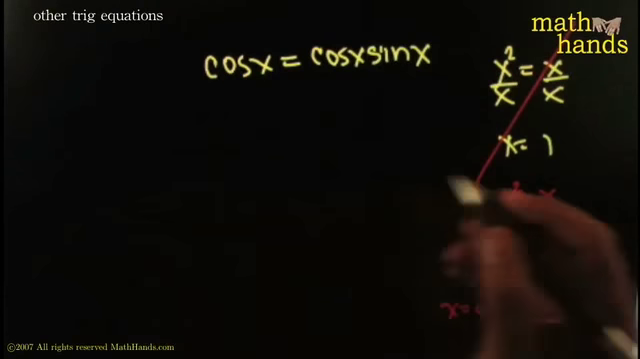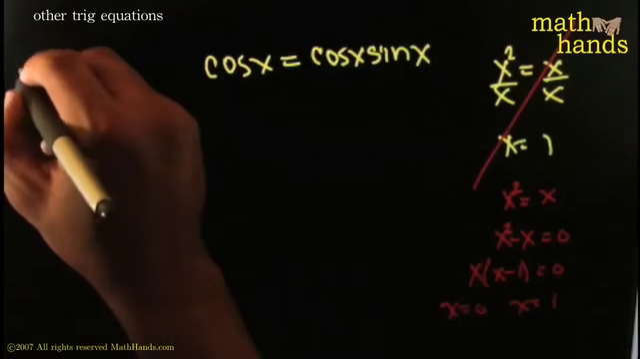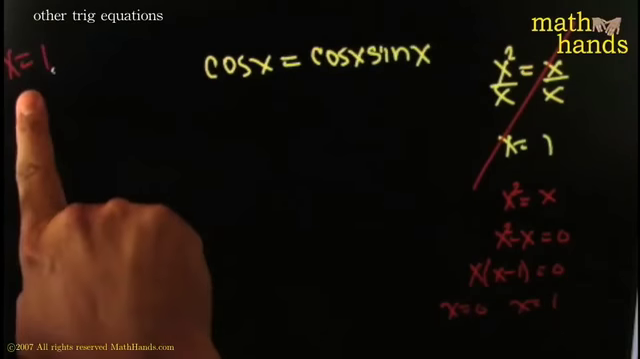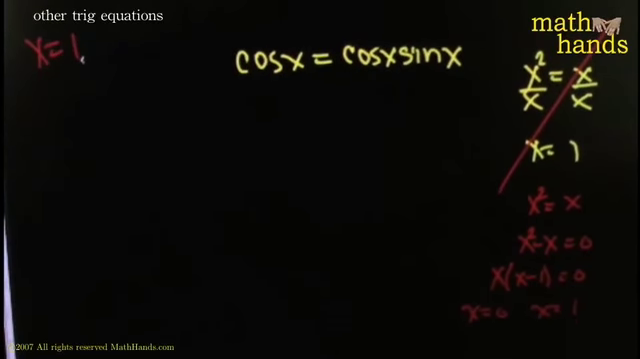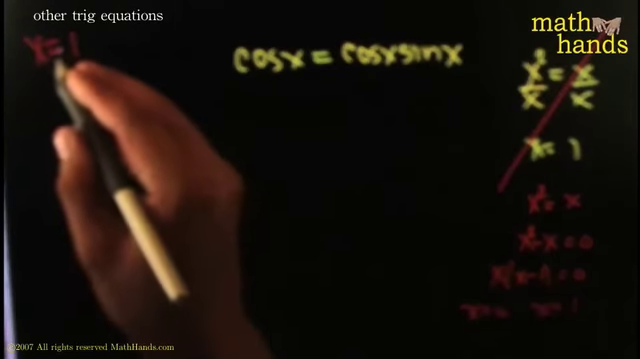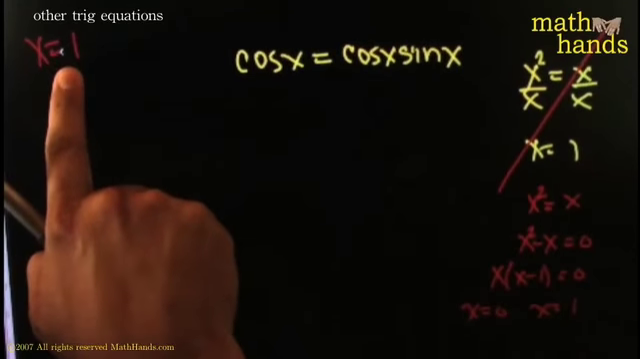Suppose that you started off with this type of equation. Suppose you started off with x equals 1. Clearly that's degree 1, so it has exactly one solution. I can already tell you what it is. The solution is x equals 1.